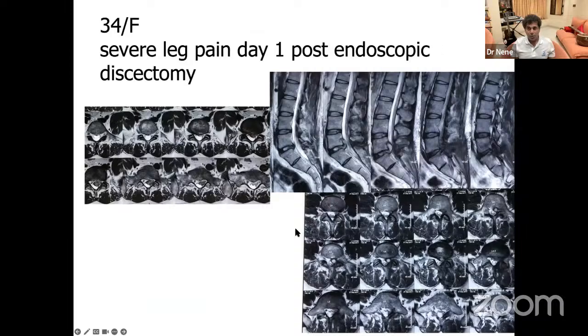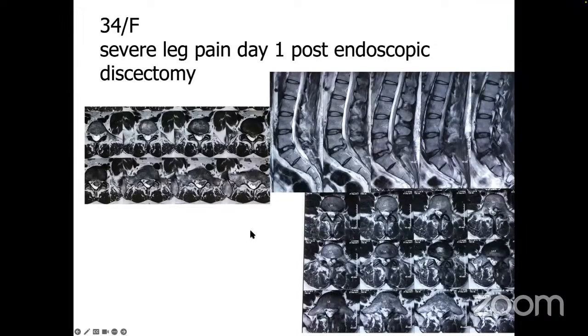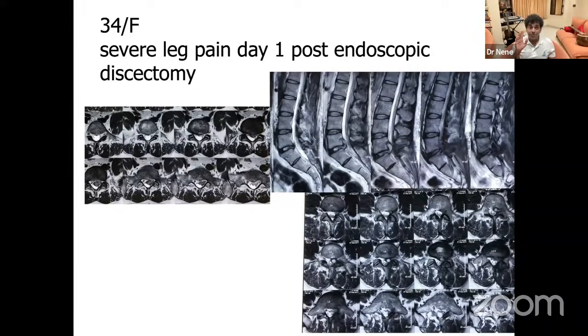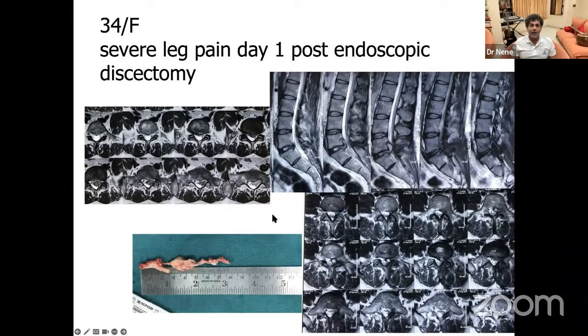As against this one, what is different here compared to the last one? Why is this not a ghost disc? There's a fluid there, like a typical collection. No, the first is that she has severe leg symptoms. She's not asymptomatic. The second is that you can see the position of this behind the vertebral body. You can't get a ghost disc behind the vertebral body. You will get it at the level of the annulus. And the third, like you said, there is fluid inside. So this turned out to be a large recurrent residual disc.